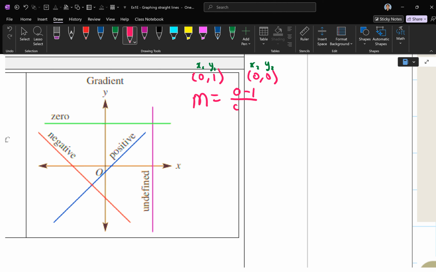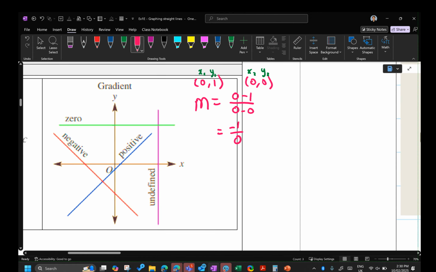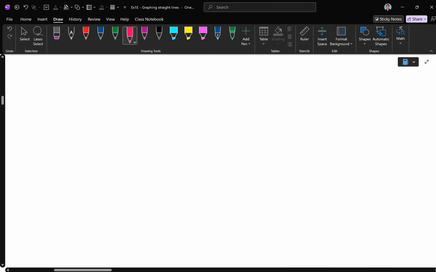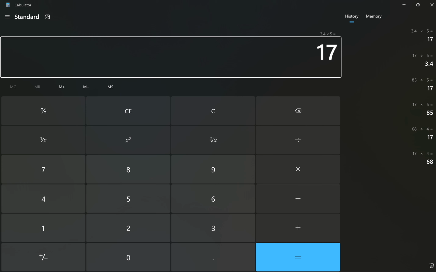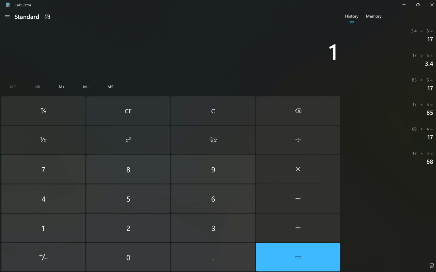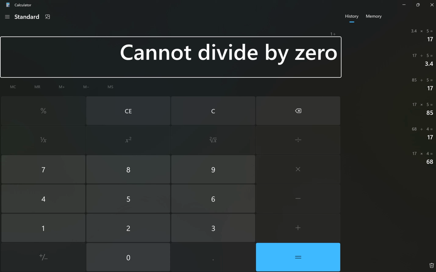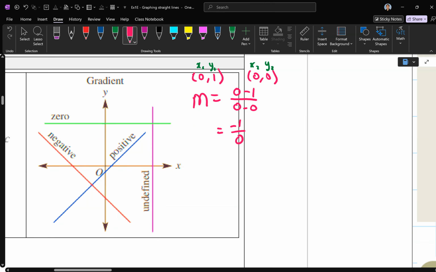0 take away 1, 0 take away 0. Let's work it out. So y2 minus y1, x2 minus x1. I wrote it out. What is negative 1 divided by 0? What's negative 1 divided by 0? Type it on your calculator. I'll show you. Let's try it. 1 divide 0. That's why it's undefined. So all of that you needed to memorize.